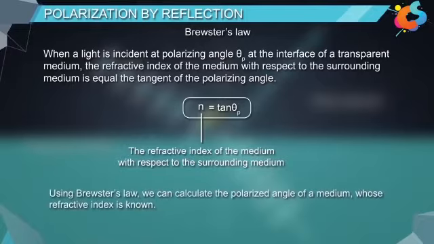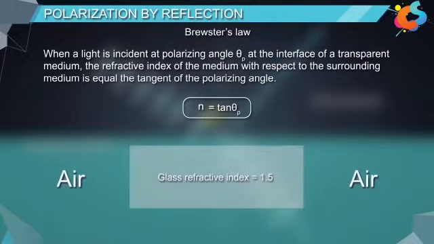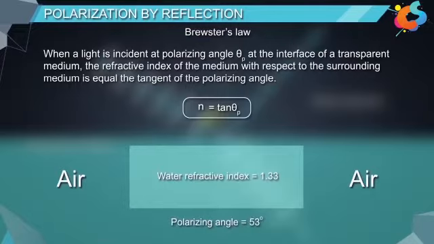Using Brewster's law, we can calculate the polarizing angle of a medium whose refractive index is known. For example, for glass whose refractive index is 1.5, the polarizing angle is found to be 56.3 degree when the glass is surrounded by air. Similarly, when water is surrounded by air, if the refractive index of water is taken to be 1.33, it is found that the polarizing angle for water is equal to 53 degree.